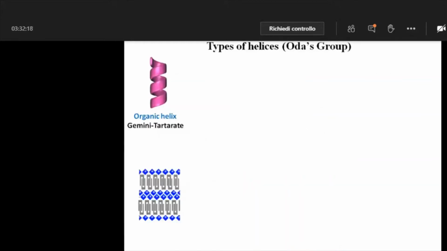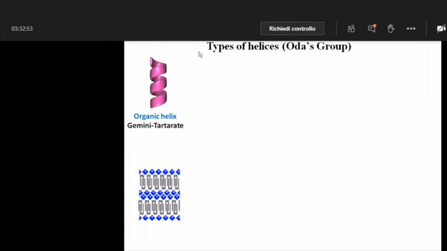As Antoine said, what is the importance of these chiral nanostructures, how are they formed, and how do we prepare them in ODA's group? Since he has largely spoken about it, I'll just quickly rush through the chiral nanostructures. Firstly, we prepare an organic helix from Gemini tartrate, where the Gemini is the core micellar structure, which forms fiber-like structures. Once you combine Gemini with tartrate, which is a chiral anion, these further form ribbons and chiral structures. If you don't have this tartrate, it just forms achiral supramolecular structures.